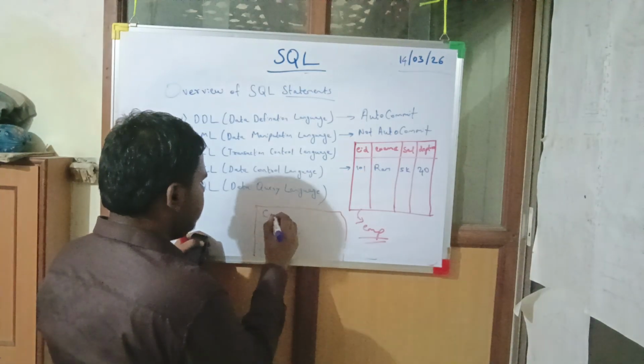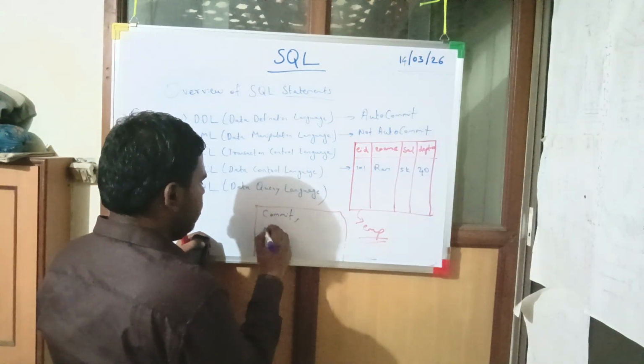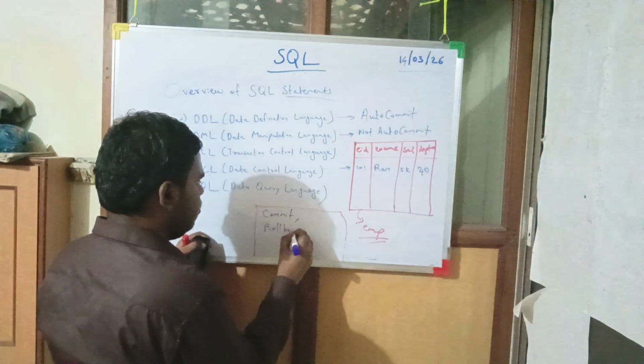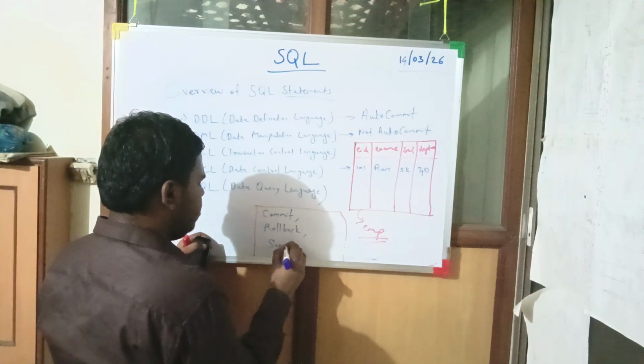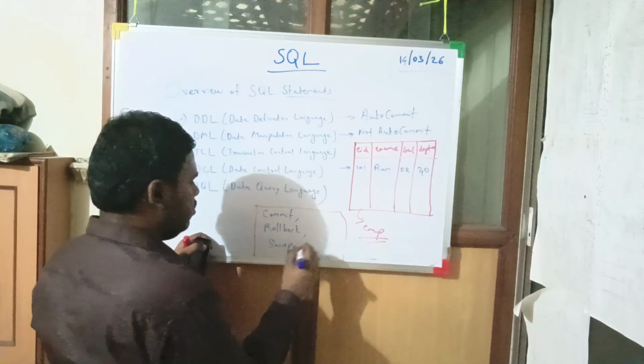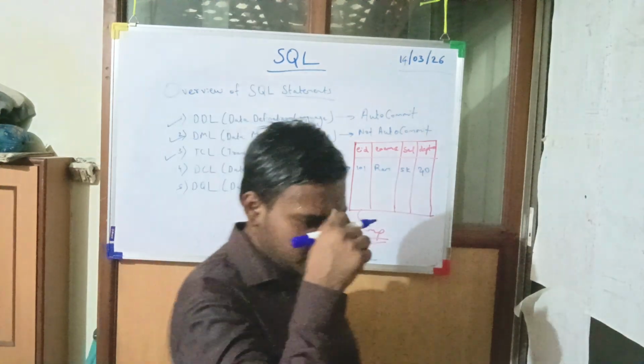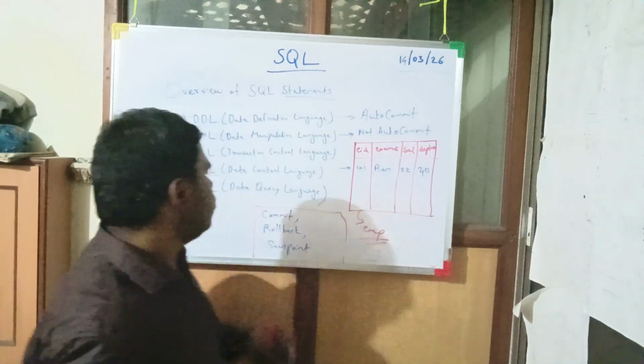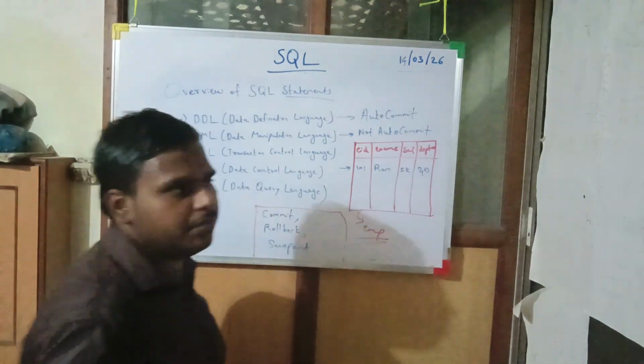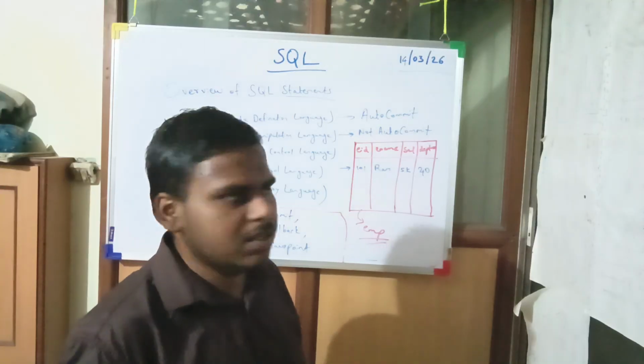Subtypes are commit, rollback, save point. Okay, these three we will learn in depth. Commit is used mostly. Rollback and save point we also use. We will see its application later.